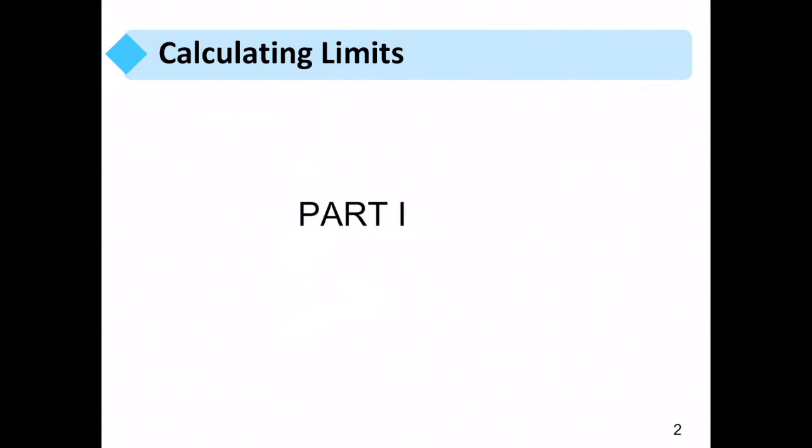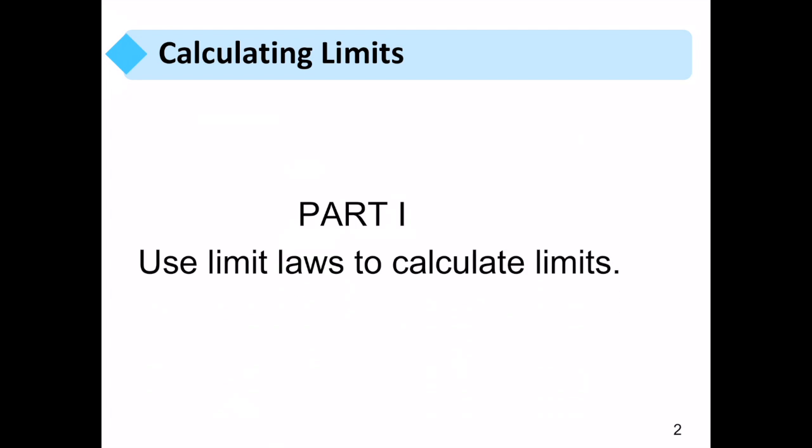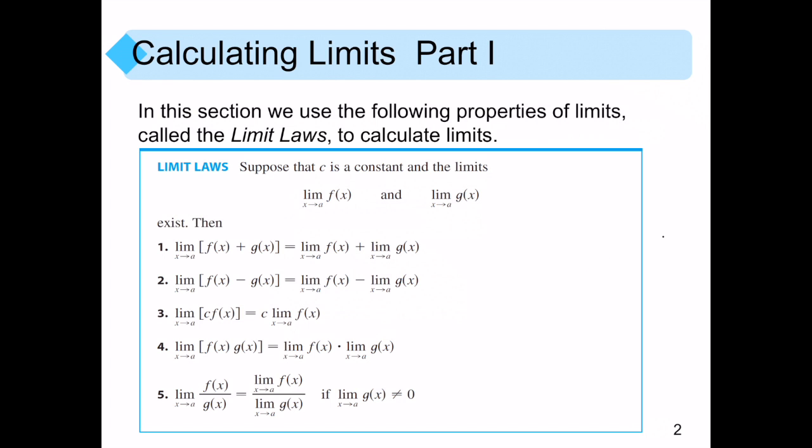Part 1, the first way to calculate the limit. Use limit laws to calculate limits. The first group of the limit laws has 5. The first one is the addition law. Second one is the subtraction law. Third one is the constant times function law. And the fourth one is the product law. Last one is the quotient law. For the quotient, be careful, the denominator cannot equal 0.